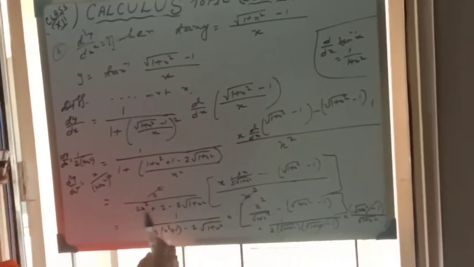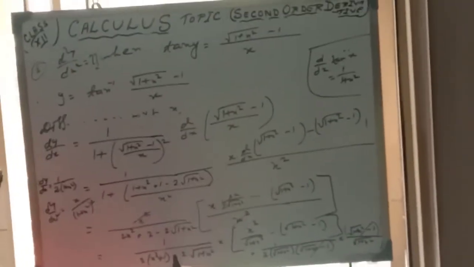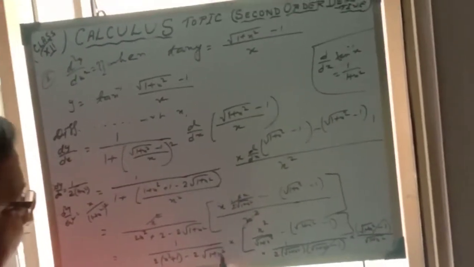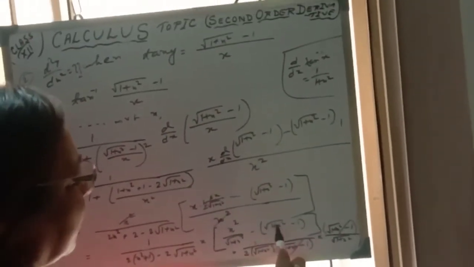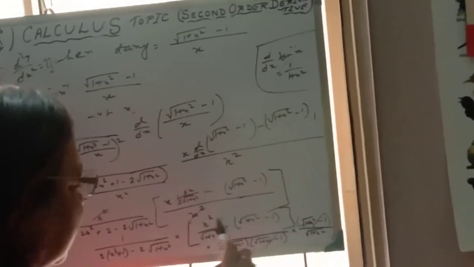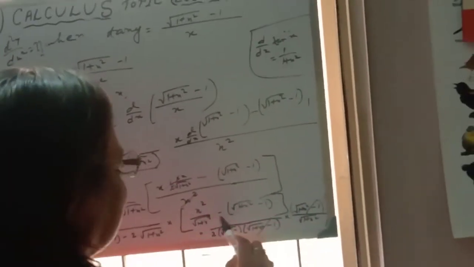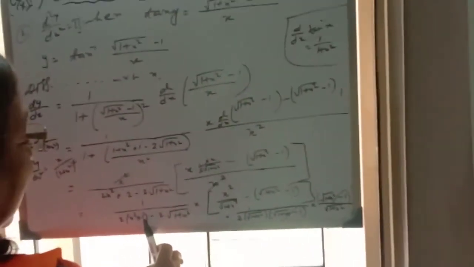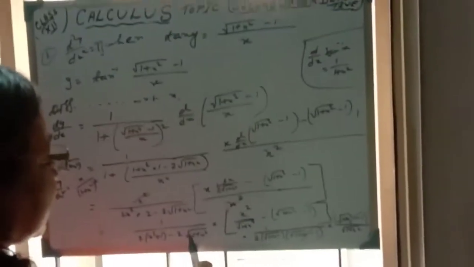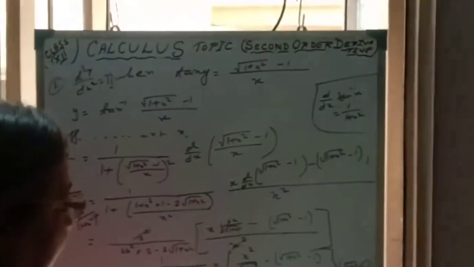1 by, take common 2 here, so 2 into x square plus 1 minus 2 into square root of 1 plus x square into, now this part x into x is x square by square root of 1 plus x square, minus square root of 1 plus x square minus 1. Do this calculation part, LCM 1 plus x square, then what we will get? We will get 1 by 2 into, just take common 2 into x square plus 1 and minus 2 into x square under root x square plus 1.